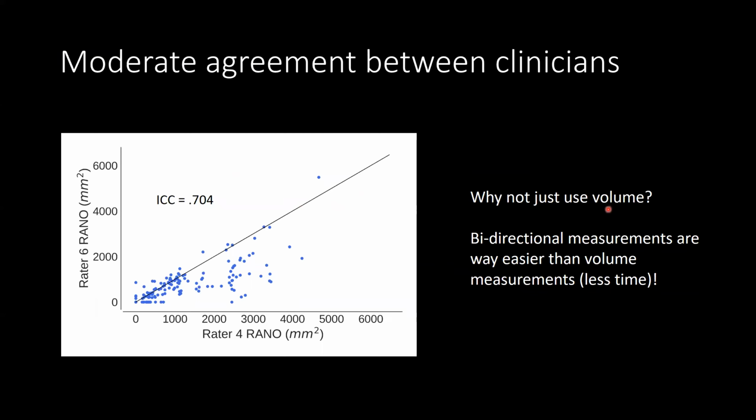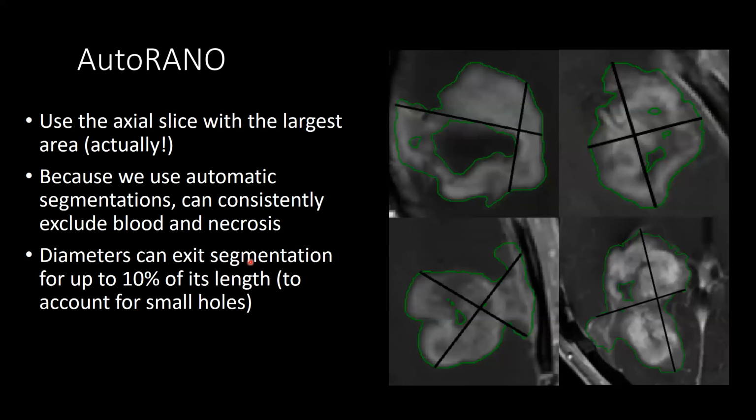To show this, we had 2 clinicians perform RANO for us. Even though they both work very closely together, we can see only moderate agreement in the RANO criteria, indicating that the definition of measurable tumor was quite different, or at least difficult to assess. The obvious solution to this is what we call AutoRANO, which simply automates this task of generating the bidirectional measurements for you.